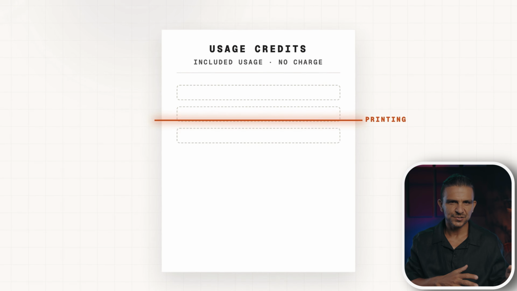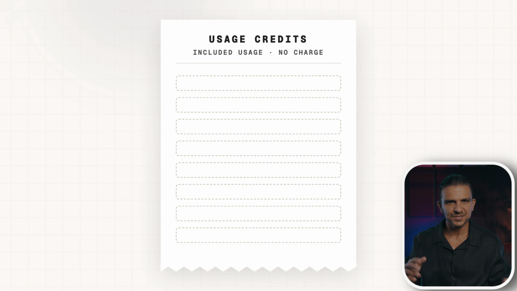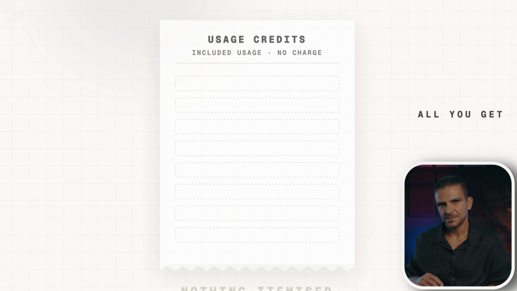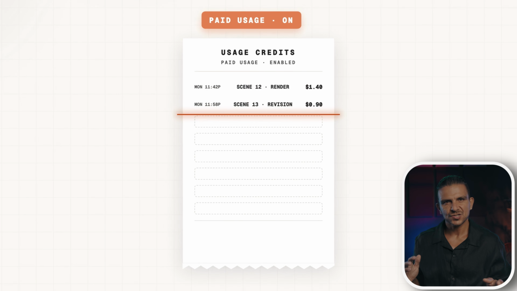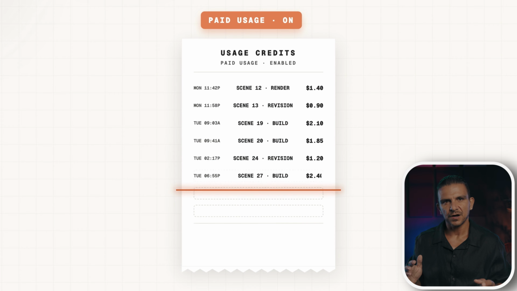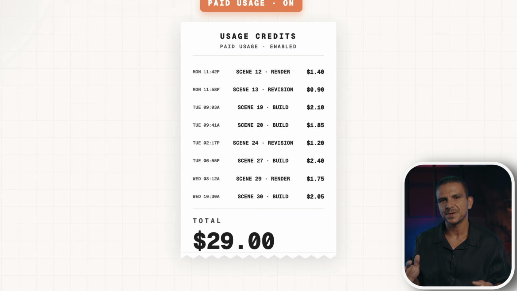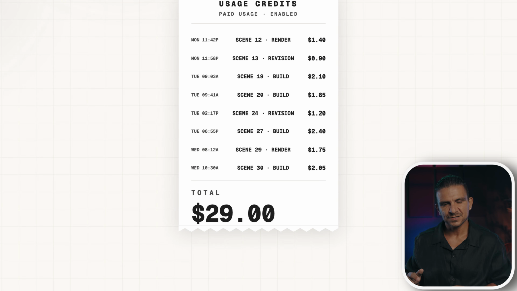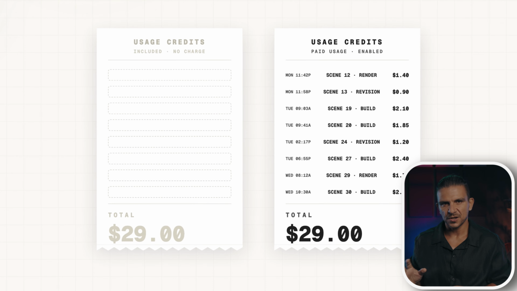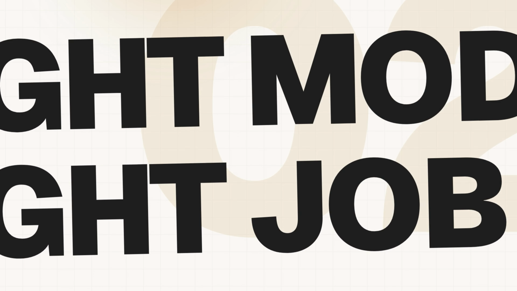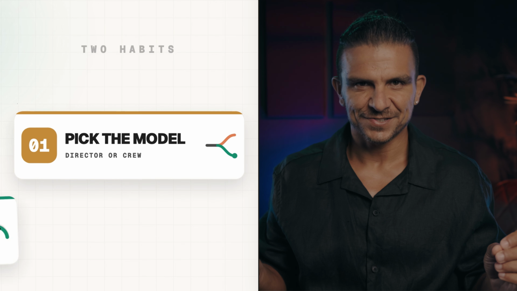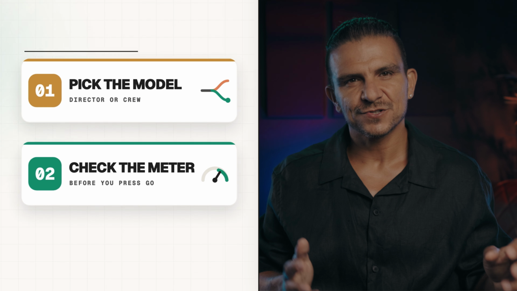While you are working inside your plan's included allowance, you do not see a retail receipt after every task. You only see your usage limits. Once I enabled paid usage, the same type of work began coming directly out of my credit balance at standard API rates. That is why the $29 felt sudden. The cost was not new. The visibility was. This really comes down to 2 habits. Choose the right model, obviously, then check your usage before starting a large job.